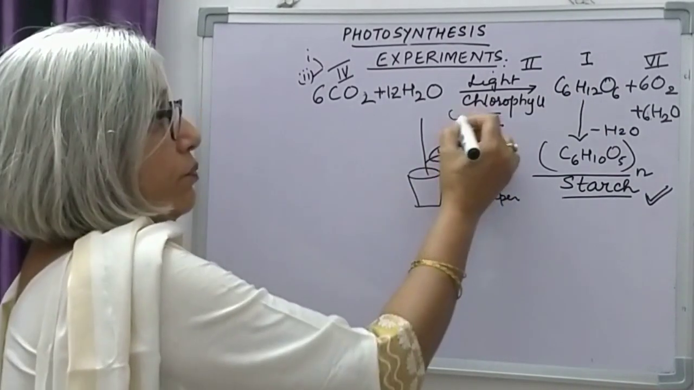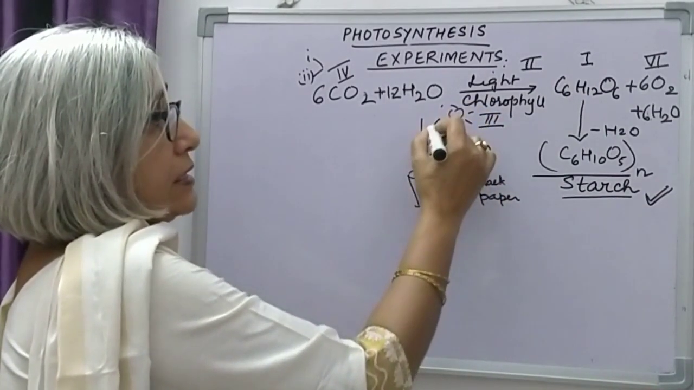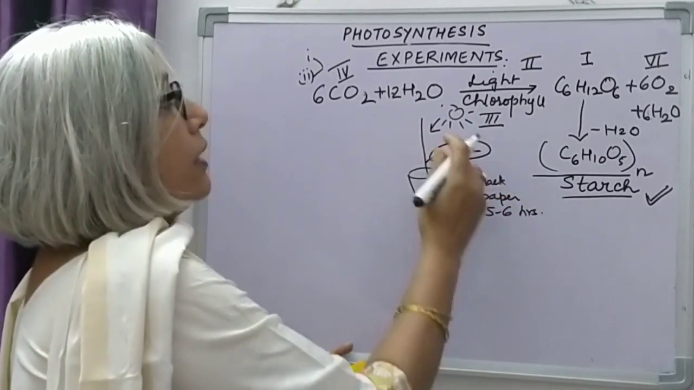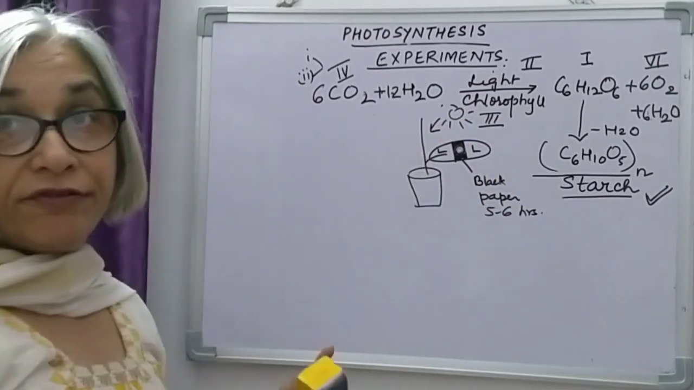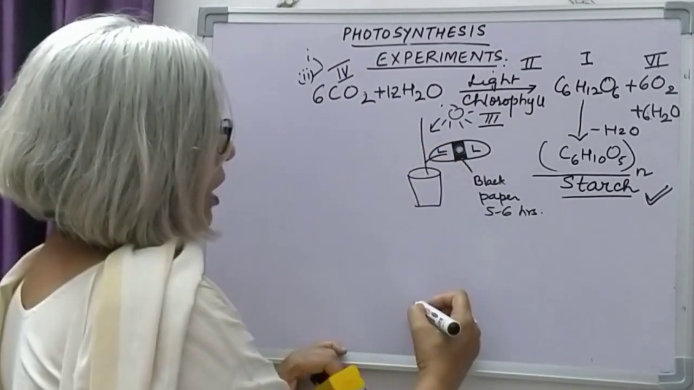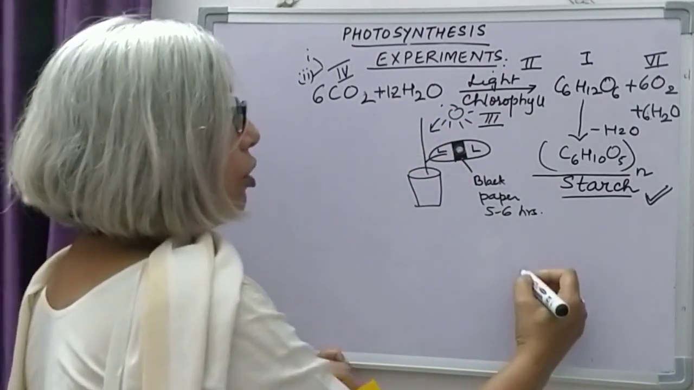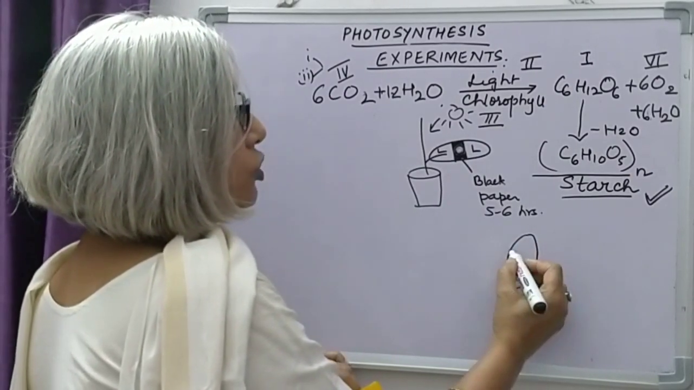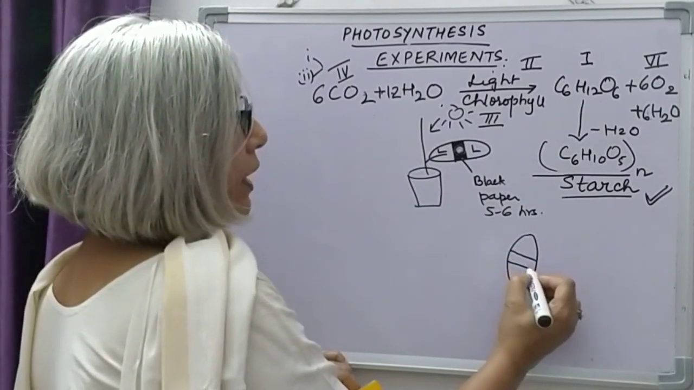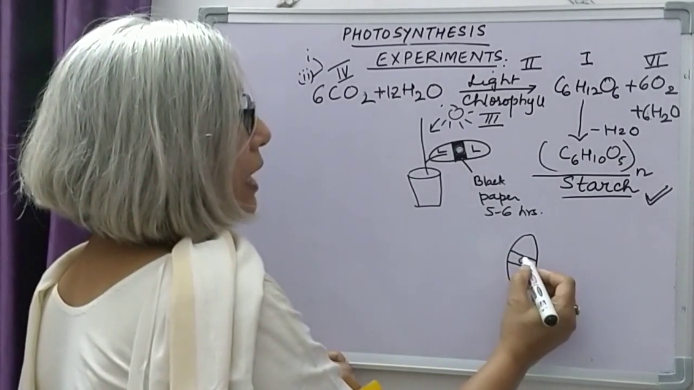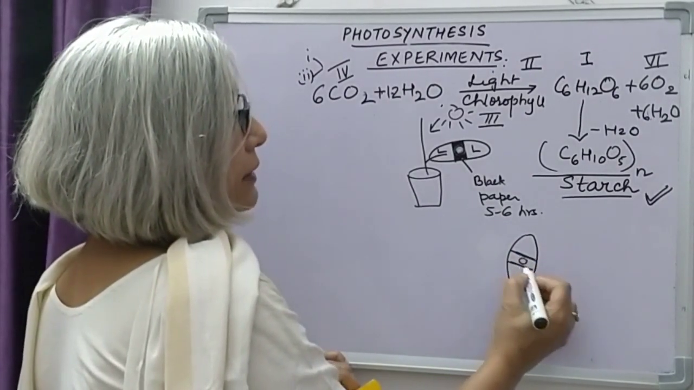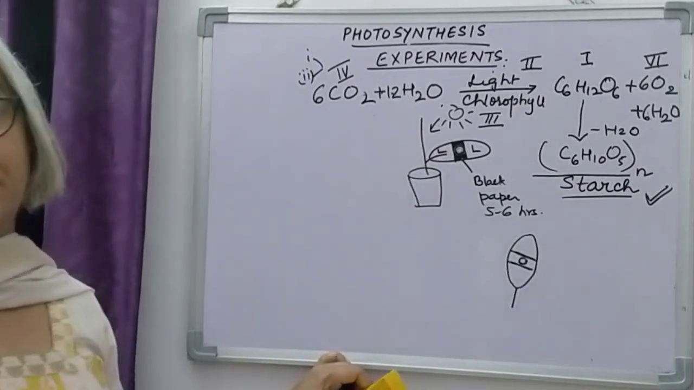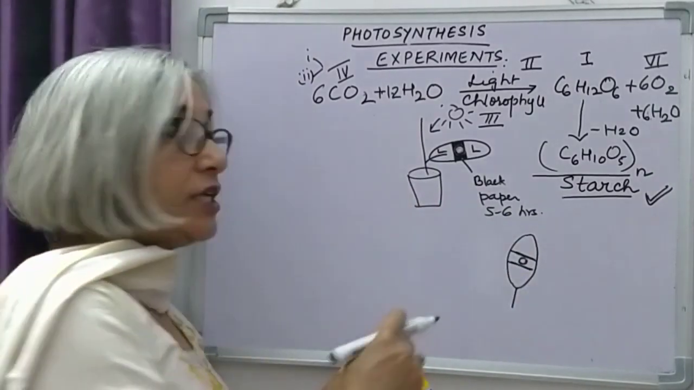Now we put this plant in the sun and leave it for 5 to 6 hours, and after that we pluck the leaf. We pluck the leaf and draw the boundary of the leaf on a paper like this and show the area where it was covered with black paper. Mark the boundary like this. And then do all the steps for the starch test.